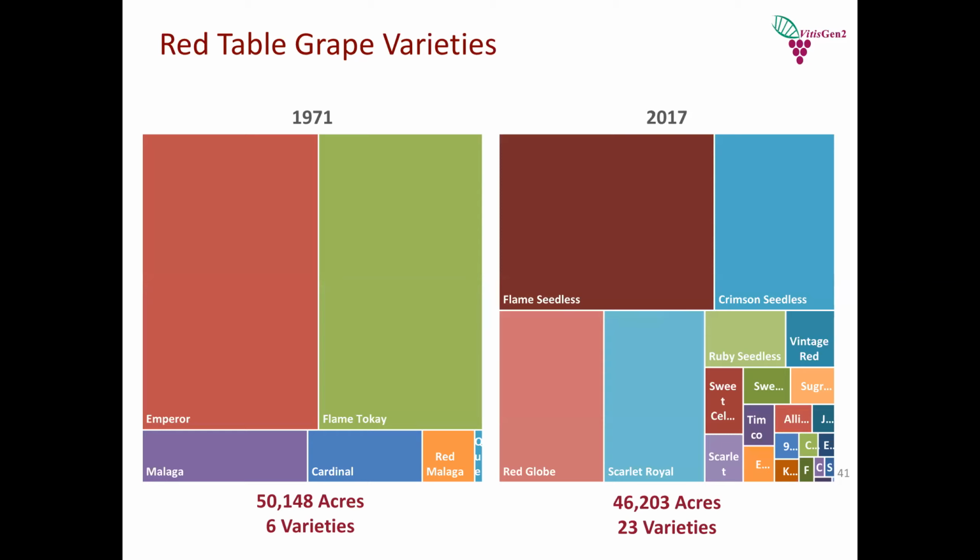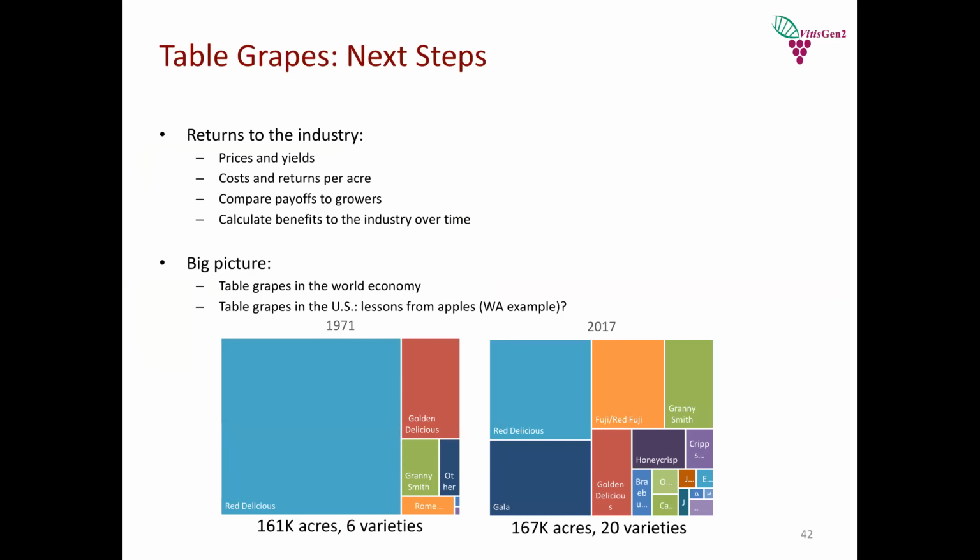So for every category of table grapes, there's this huge jump in diversity, and varieties have changed drastically in the last 40 years. Next we're looking at the difference in prices and yields, because even though the total acreage does not change, we know that the yields have increased because the industry revenue has increased. We're looking at the costs and returns per acre for each of these new varieties compared to the old varieties, and how that affected grower payoffs and payoffs to the industry over time. That is the next step, the big picture analysis using historical data.